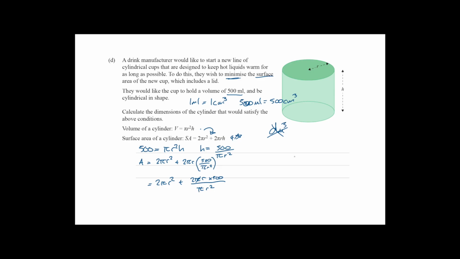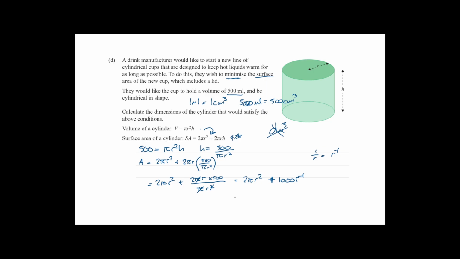And I'm going to lose pi, and I'm going to lose one of the r's, and I'm going to be left with 1000 over r, plus 1000 over r, and I'm going to rewrite it so that I can differentiate it as if it's a polynomial, really easy. R to the negative 1, so 1 over r is the same as r to the power of negative 1, remember. So I've got the surface area now in terms of r.